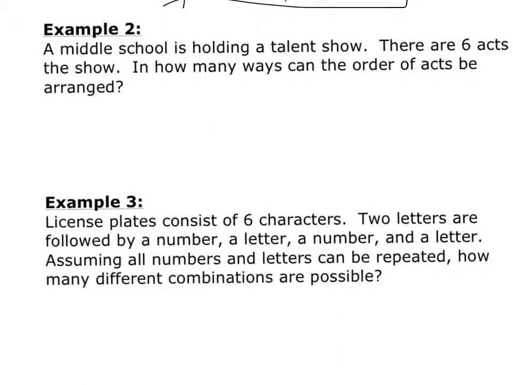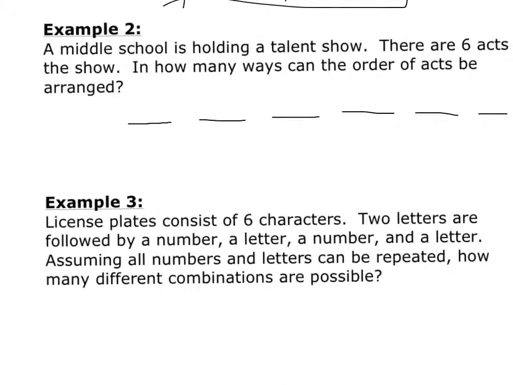Okay, so second example. Very similar problem. Okay, it says a middle school is holding a talent show. There are 6 acts in the show. In how many ways can the order of acts be arranged? Okay, so let's say we had our 6 different acts. Who knows what they are? Okay, the first person, let's say we have a singer, a guy singer. Okay, we have a singer, we have a juggler, we have a person with puppets, we have a guitar player, a dancer, and maybe another singer. So you have 6 different people.